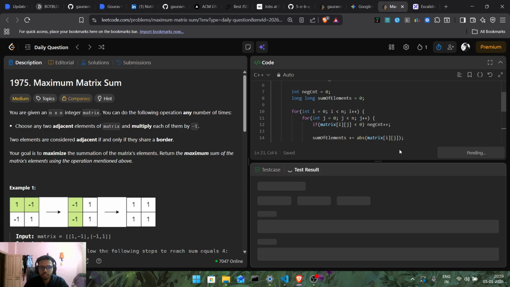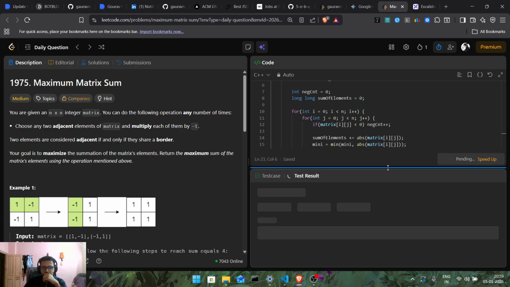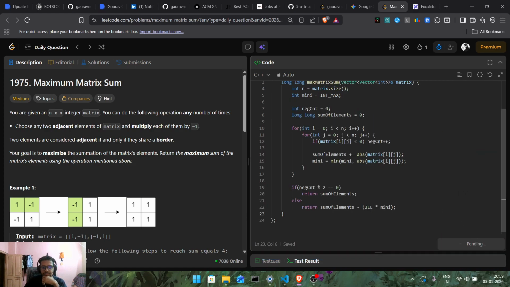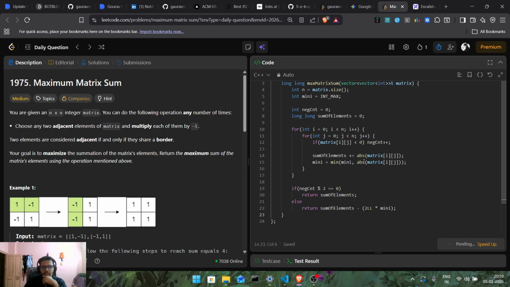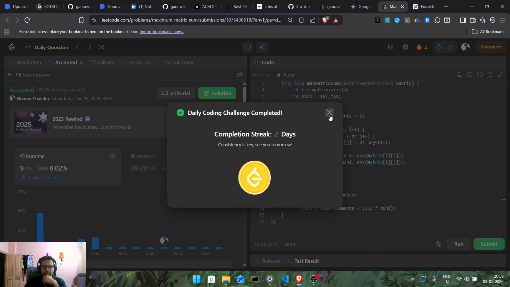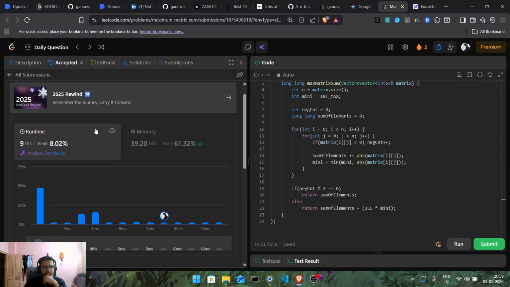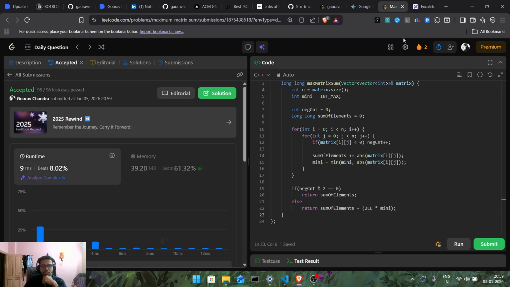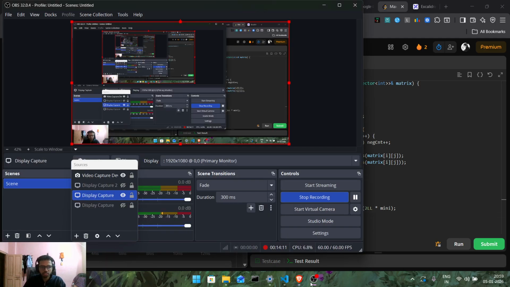So let's run it. Yeah, it runs. Let's submit it. Yeah, it's accepted. Runtime is okay. Memory is okay. Thank you.